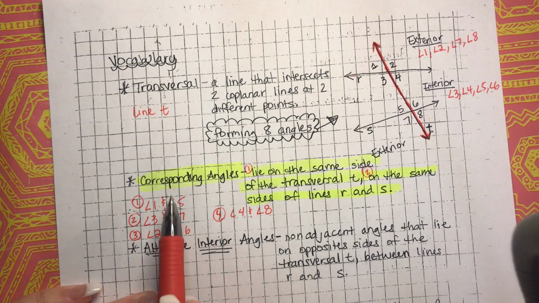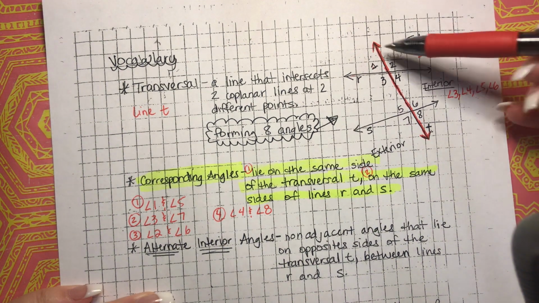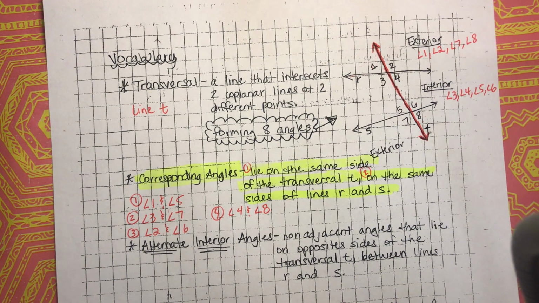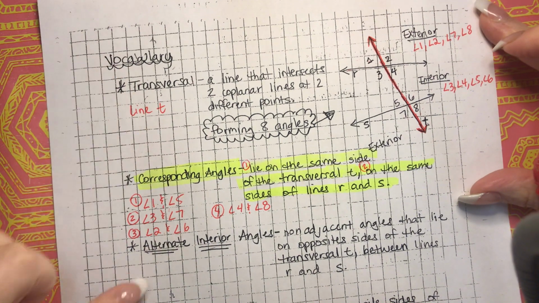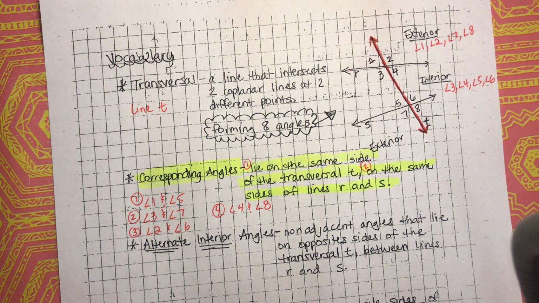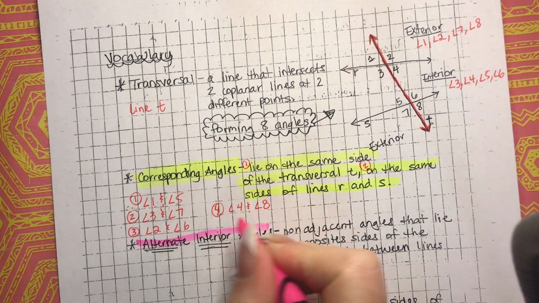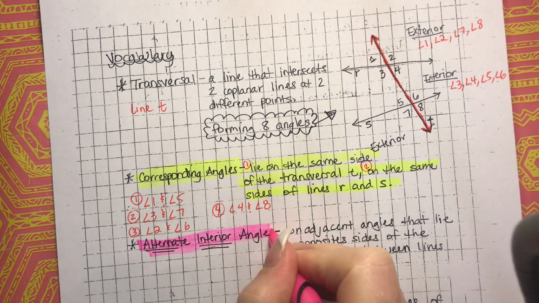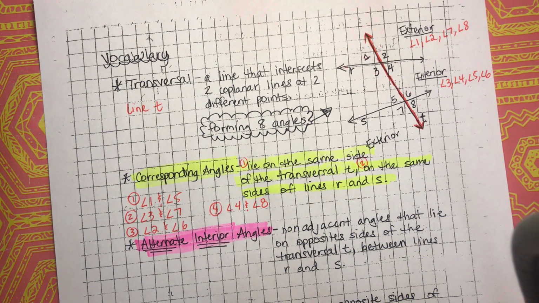Okay? So there's really 4 sets of corresponding angles within this picture. So really you have to know what corresponding angles are. The next one are alternate interior angles.